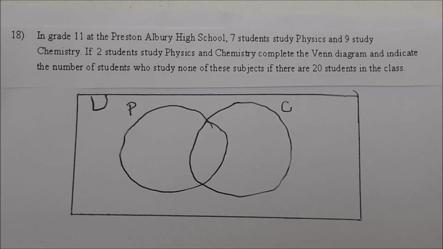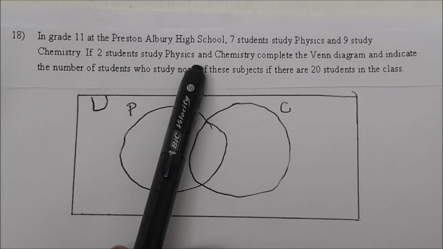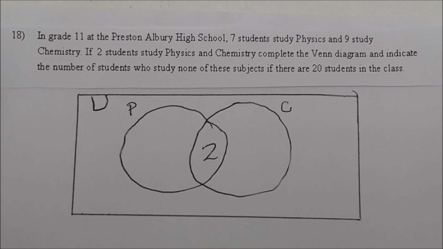I see 7 study physics, 9 study chemistry, 2 study physics and chemistry. The students who study both. Both. So the intersection is where you begin. What number do you put in the middle in the intersection? 2. Right, 2 in the middle. Okay, now work from there.